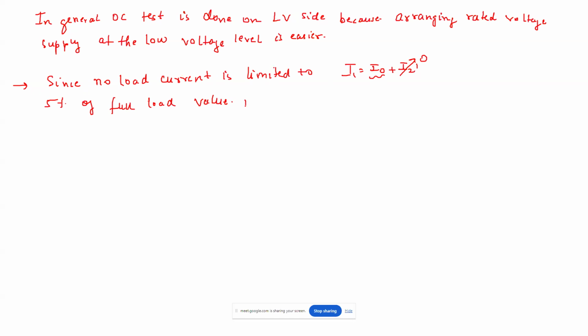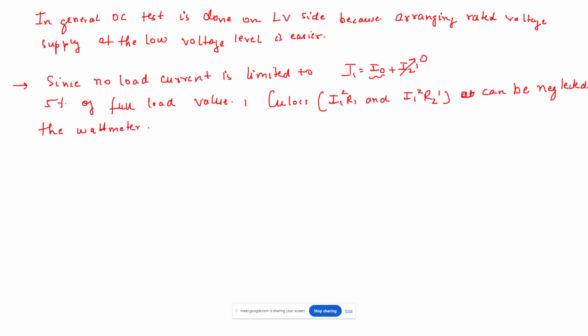So you will see that the copper losses, the I1 square R1 and I1 square R2 dash losses, are very small and can be neglected. And thus the wattmeter reading represents the core loss.